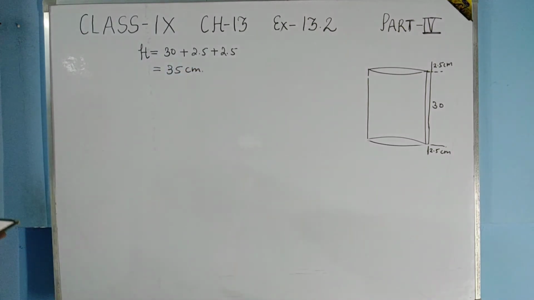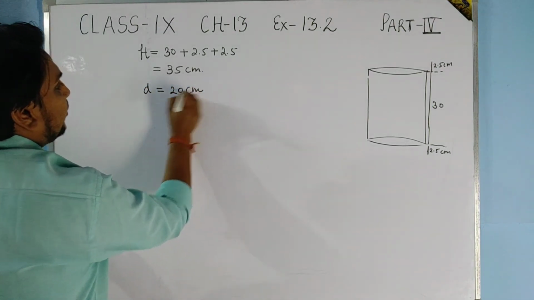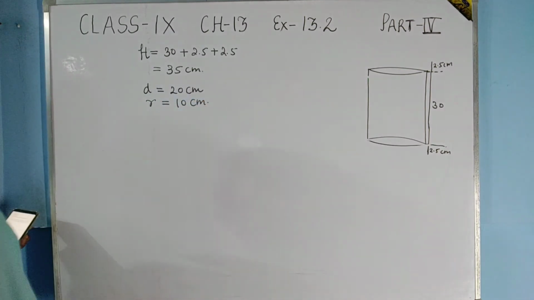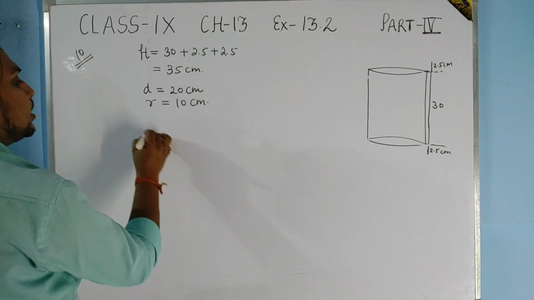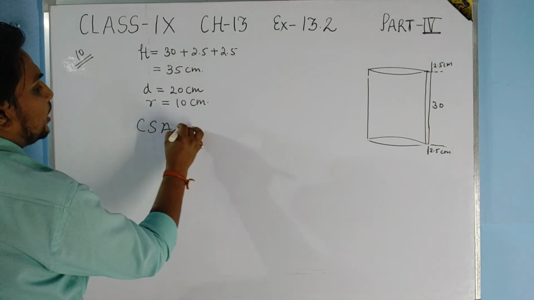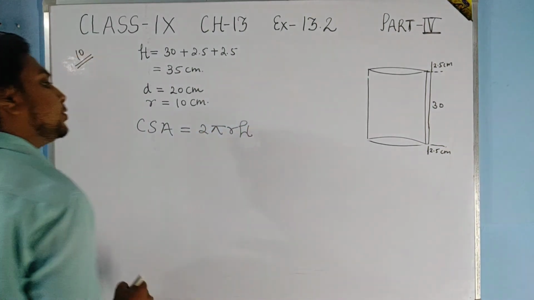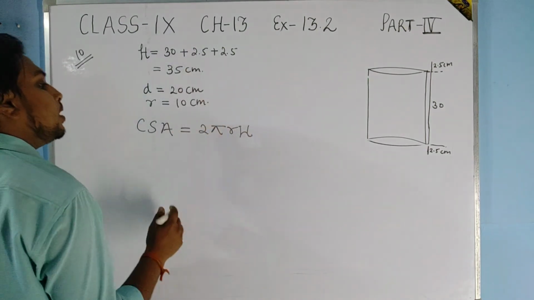Okay, so the height is 35 centimeter, diameter is said that it is 20 centimeter. So if diameter is 20, so the radius will be 10 centimeter. Okay, so we have to find that how much cloth is required. So for that we have to find curved surface area, and it is 2 pi r h. Okay, this time h we will take as the new height.